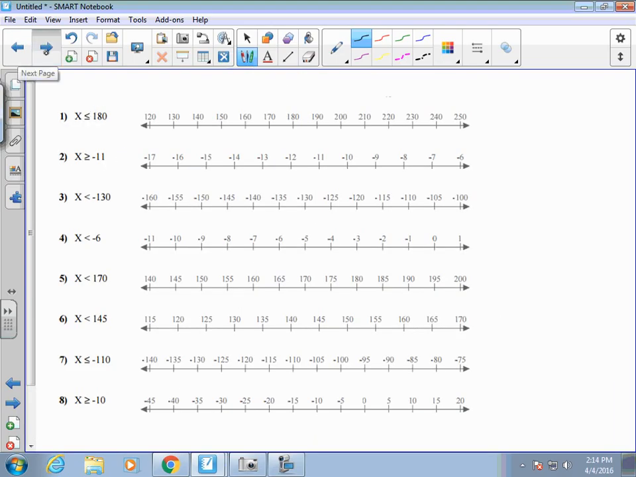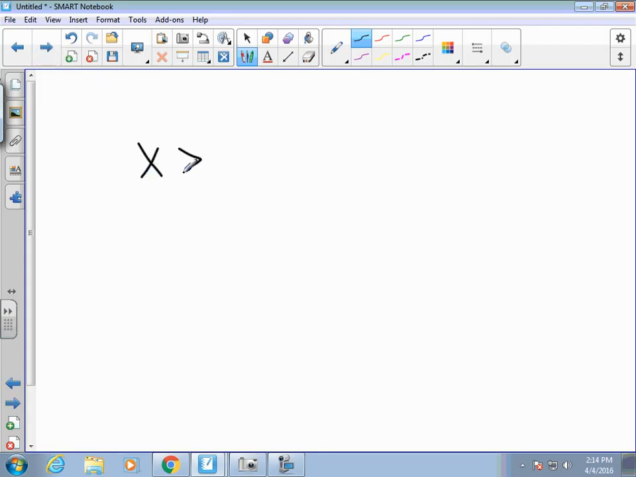Now, if I said this and I read it as x is greater than 7, x is a variable that stands for some unknown number. But I know that unknown number has to be greater than 7. So who can tell me a number that is greater than 7? Good one. I like that one. Give me a number. Okay. All those numbers represent numbers greater than 7.